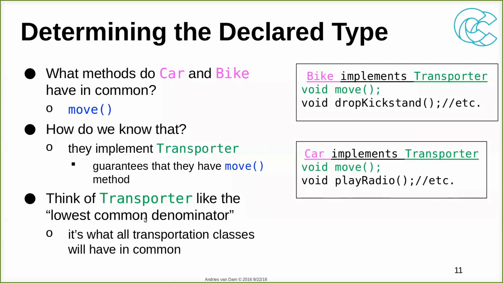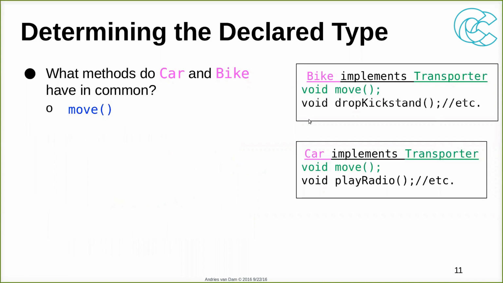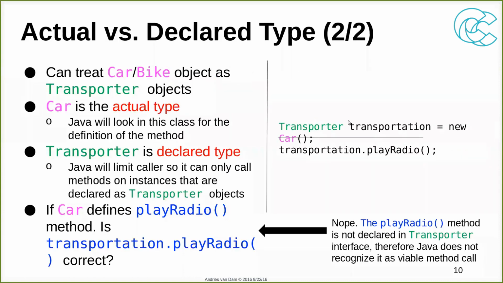So interface implementation is like the lowest common denominator, and since it is the lowest common denominator, we can use the interface as the type to refer to the instance of the class. So this is the other way of looking at this particular statement, where we use the interface name to refer to the instance of the car, right? Because this is the lowest common denominator.